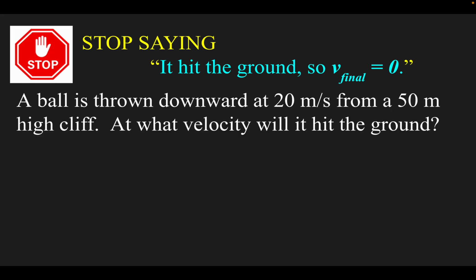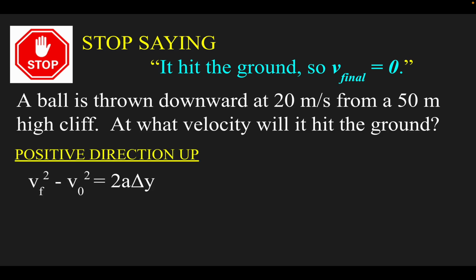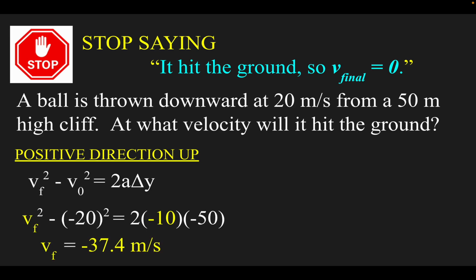So let's take a look at this. It says a ball's thrown downward at 20 meters per second from a 50-meter high cliff, pretty similar to the last problem actually. At what velocity will it hit the ground? Say we chose positive up, and we're going to use this kinematic equation to figure out the final velocity. Now here's the key. We're not going to say the final velocity is 0 just because it hit the ground. We're going to figure out how fast it's going right before it hit the ground.